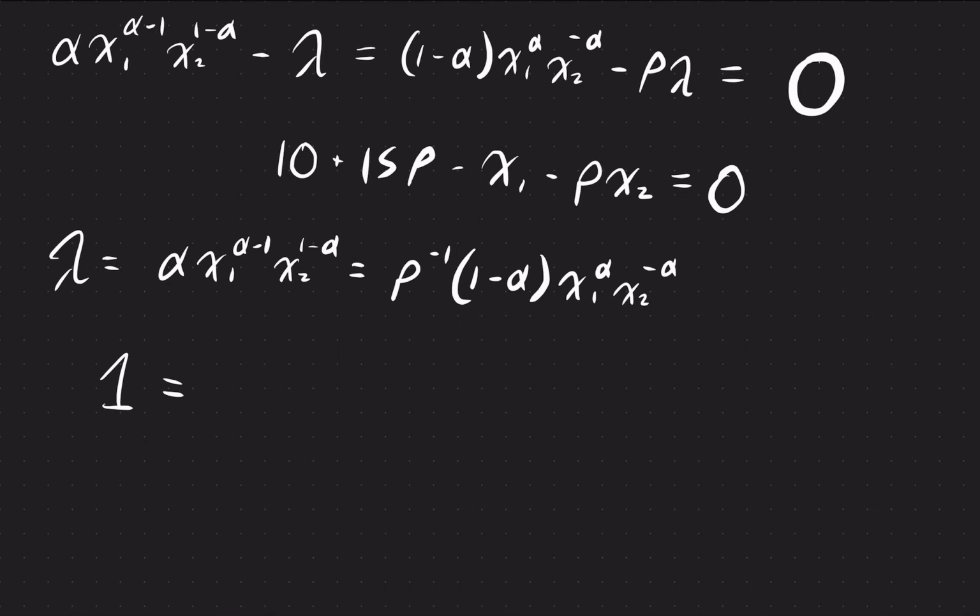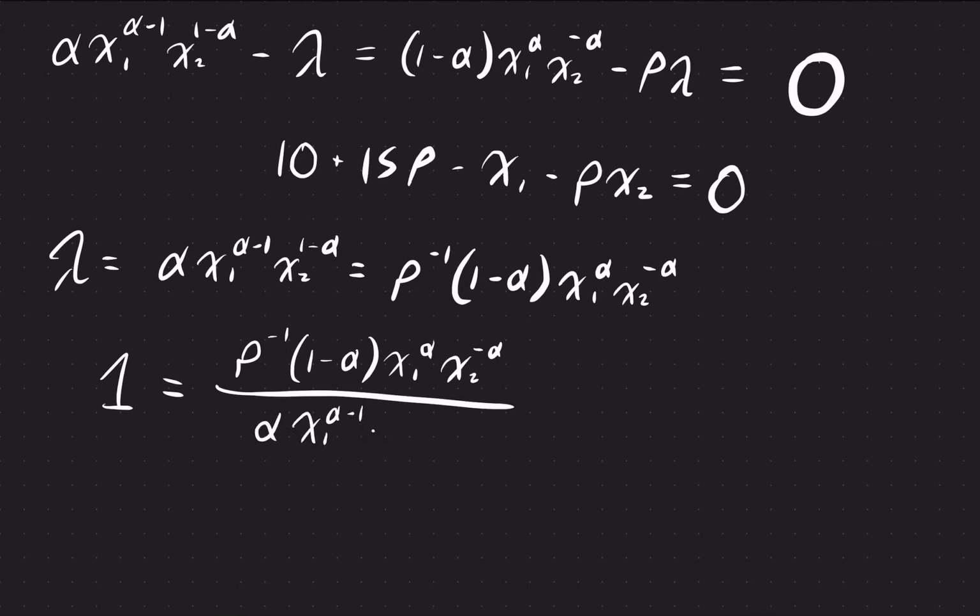And I'm going to choose to have this guy on the top. So I'm going to have rho to the negative 1, 1 minus alpha, x1 to the alpha, x2 to the negative alpha, over alpha, x1, alpha minus 1, x2, 1 minus alpha. And we can simplify this by the following. I told y'all watching me do algebra is painful, but y'all requested it, so take it up amongst yourselves. So it's going to be x1 on top, and then x2 on bottom.